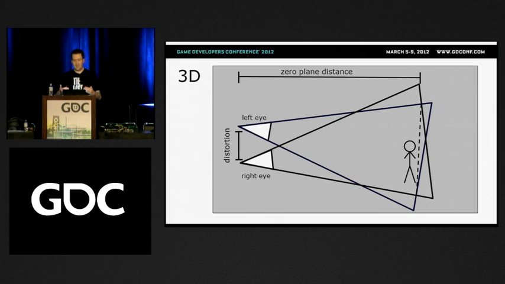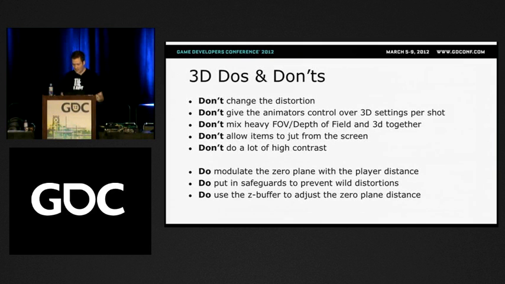And what's important about this is if something is at the zero plane distance, that means it's exactly on the screen. It's neither behind the screen or in front of the screen. So if you take off your 3D glasses, something on the zero plane will be in focus completely. So the zero plane was very important to us, and I'll go over why. So quick 3D primer. Here's everything we learned about 3D in Uncharted.